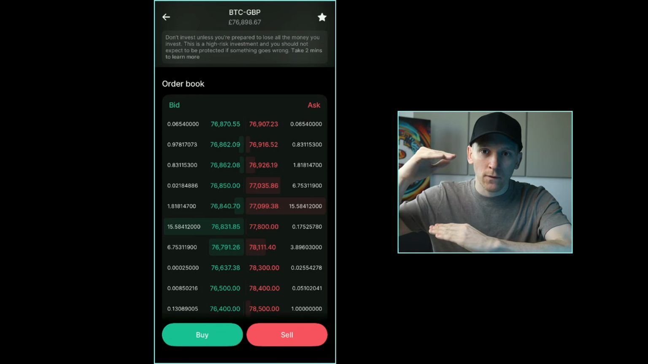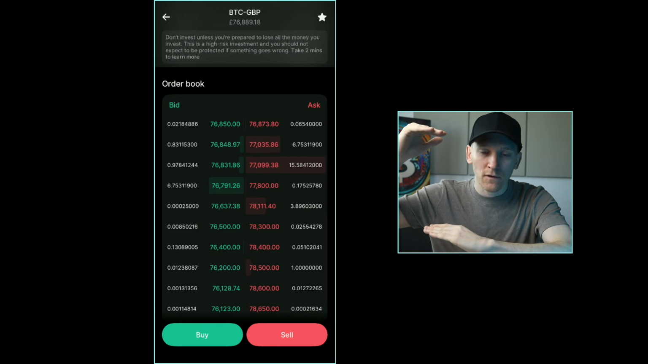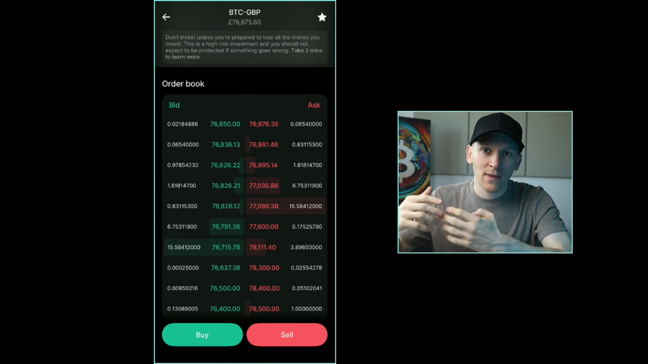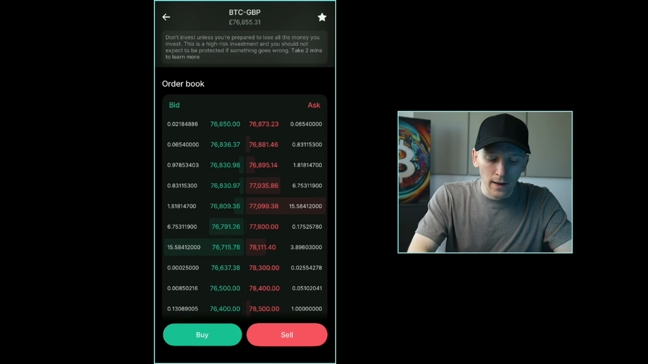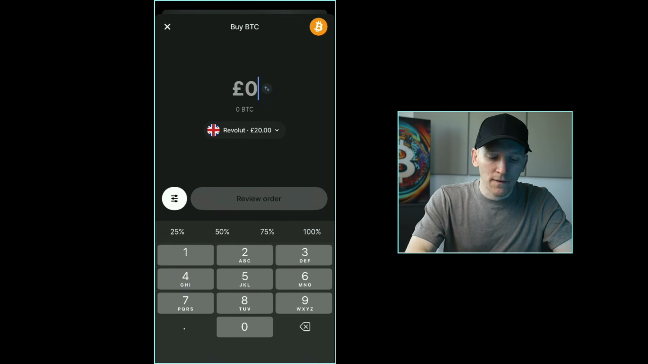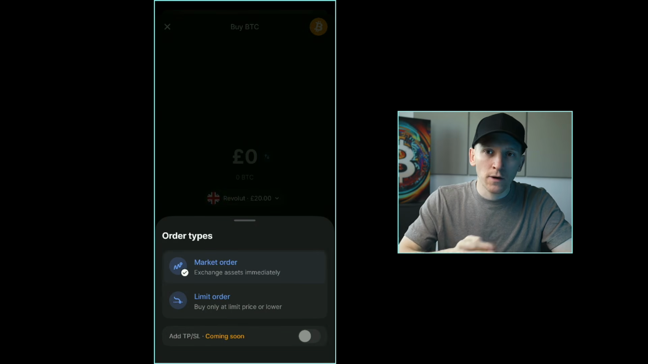You notice that there's a difference between them. So buyers at the bottom and offers on the top. And in the middle, if they meet, then they actually go ahead and trade. This is important because of the two different order types that we can use on Revolut. If you press buy, you'll see this white button here on the left. You have market order or limit order.